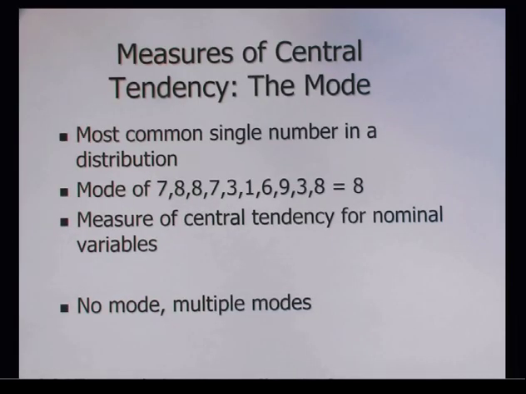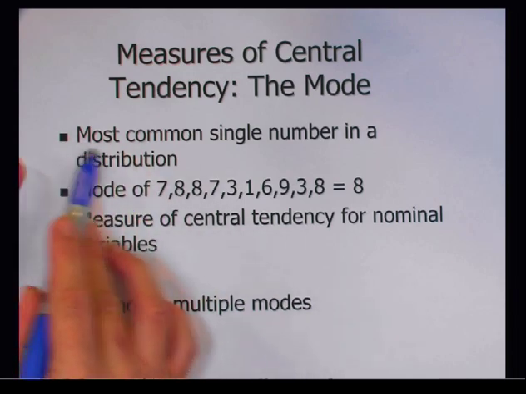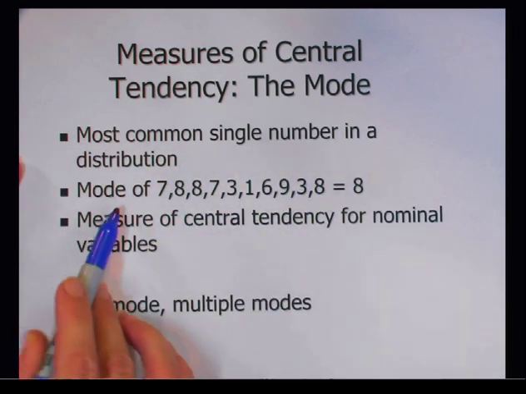Now the mode is just the most common single number in a set of scores. We talked in the first lecture a little bit about modes, when we were talking about the majority of data on a histogram. This is different. This is the calculated mode. It's the most frequently occurring score. So here, the mode is the most common single number in a distribution.